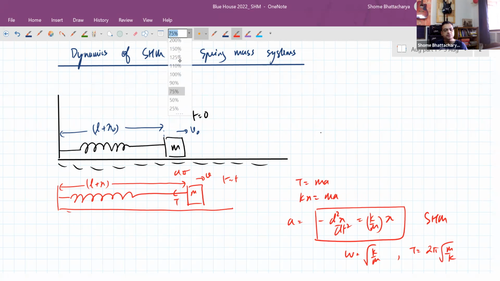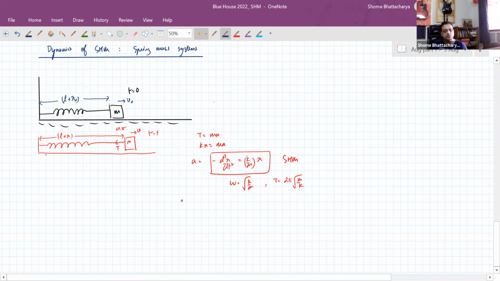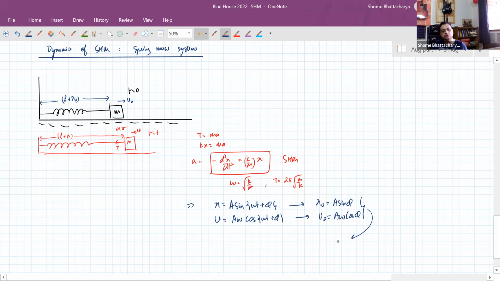And also from the initial picture, we are able to calculate the amplitude and the phase constant. Okay, so this tells me that x is some A sin(omega t plus phi), and v is A omega cos(omega t plus phi). So from this, my x naught is A sin phi, and my v naught is A omega cos phi. So now using this set of equations, we know that A is equal to square root of x naught square plus v naught square by omega square, and phi is tan inverse of x naught divided by v naught by omega. So we get all these things.